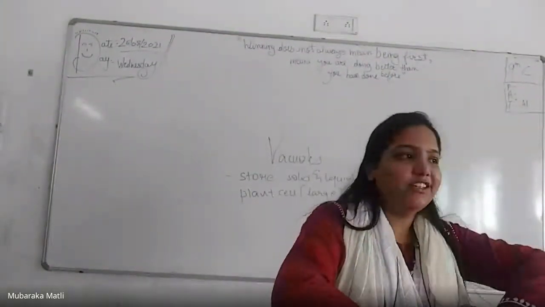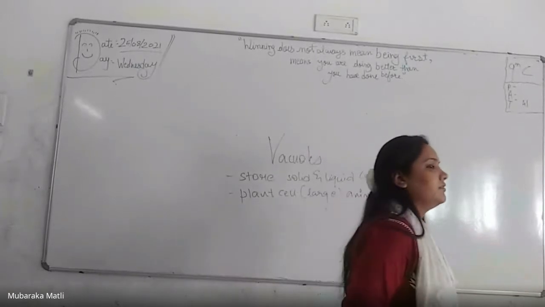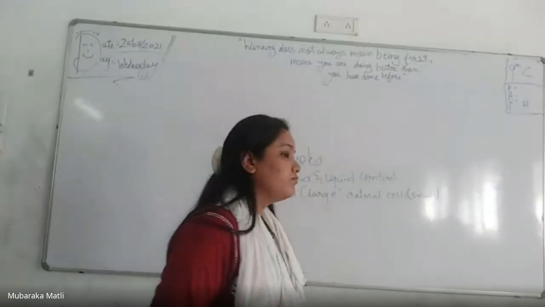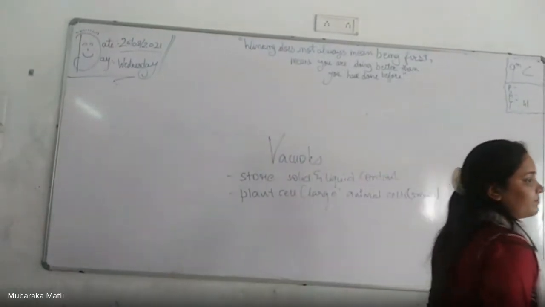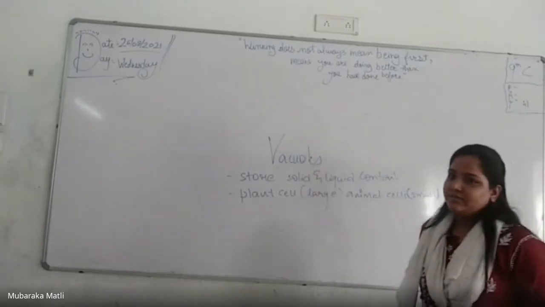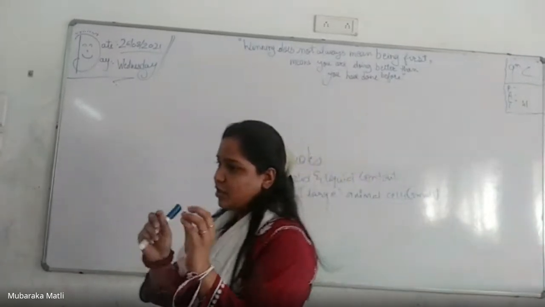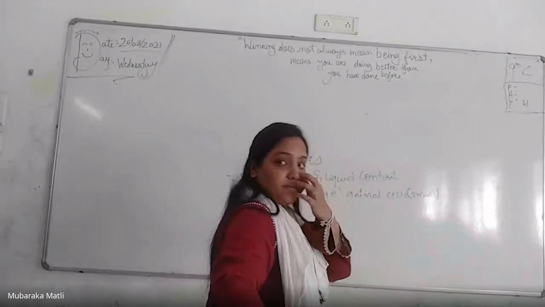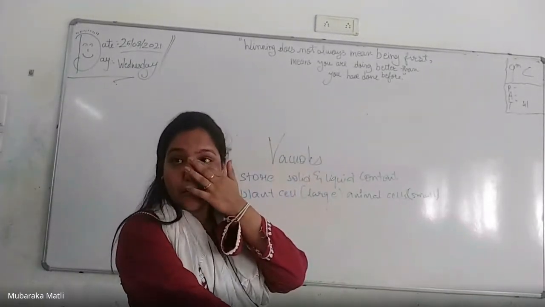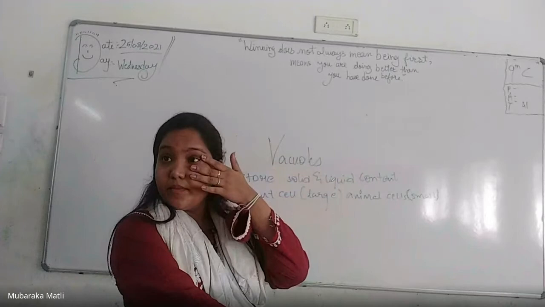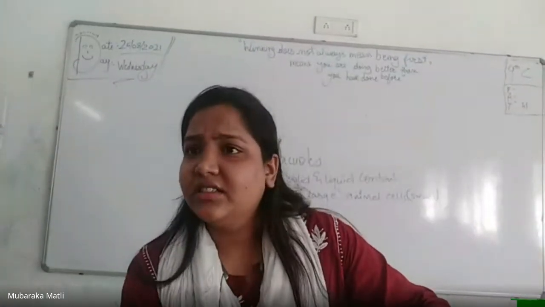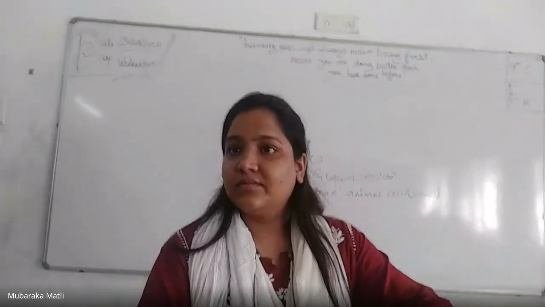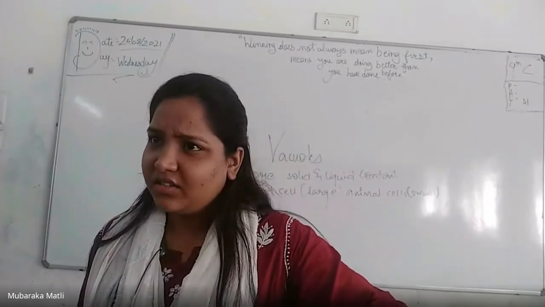Why this difference between plant cell and animal cell? Animal cell small and plant cell large, why? Any idea? Why do animal cell have small vacuoles and plant cell have large vacuoles? White cells. Which cells, beta? What are white cells?